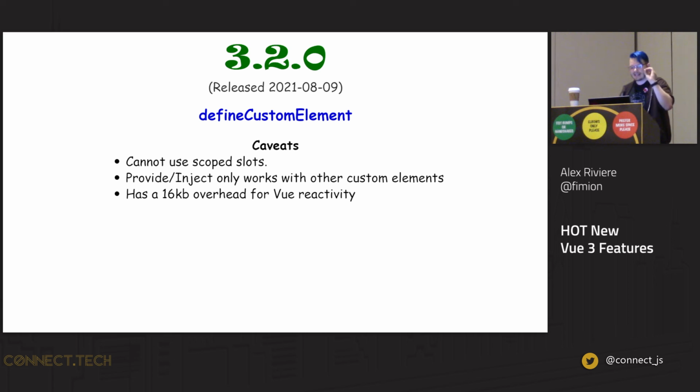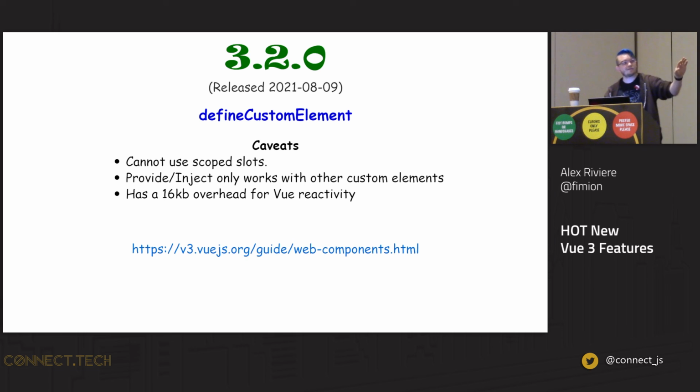The other thing is it has a 16 kilobyte overhead for the Vue system. You are still importing Vue. I think it imports possibly a subset. Like if you're doing the full compiler step, it still has to bring in Vue because you need the reactivity system. You need all the lifecycle methods. You need all of that stuff. But all in all, not that bad.